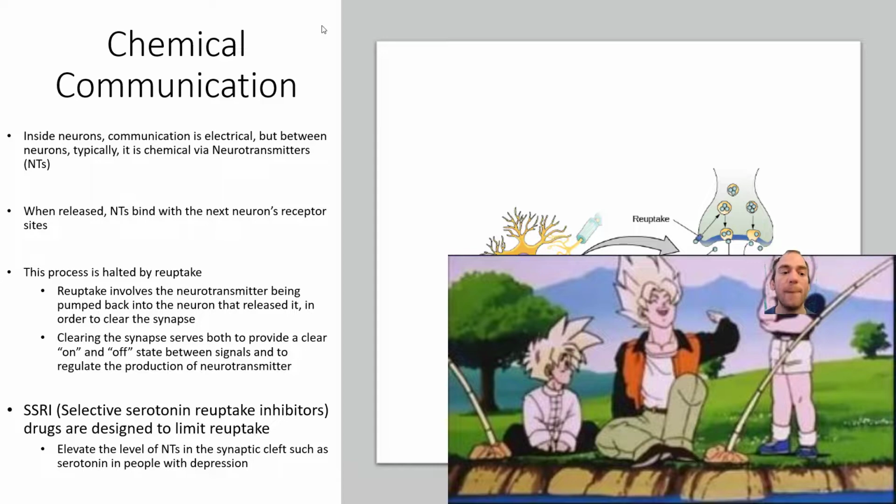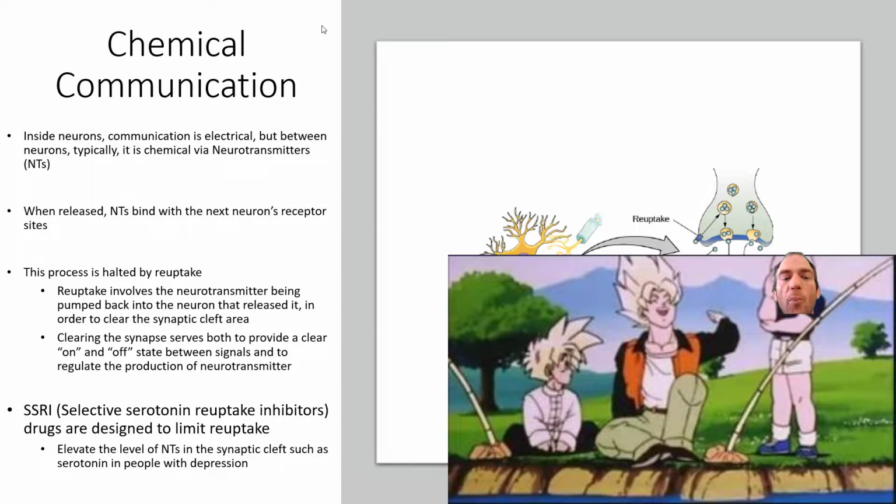Now, an interesting example that I want to talk about is this process called reuptake. This process of communication between cells is halted by reuptake. Reuptake involves the neurotransmitter being pumped back into the neuron that released it in order to clear that synaptic cleft area. And really what this is doing is regulating the production of the neurotransmitter.